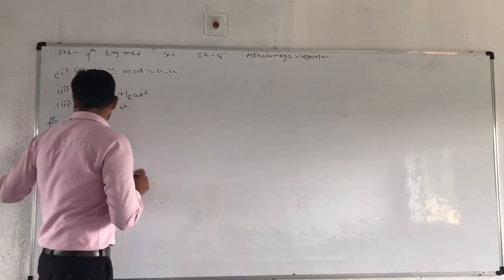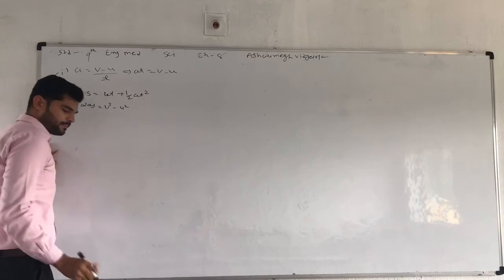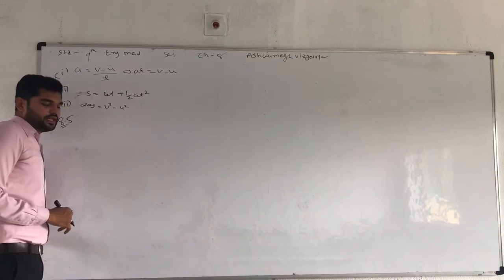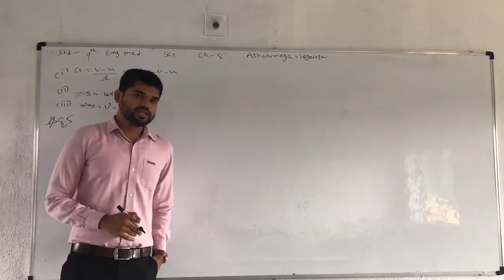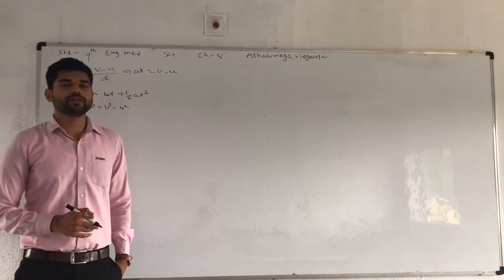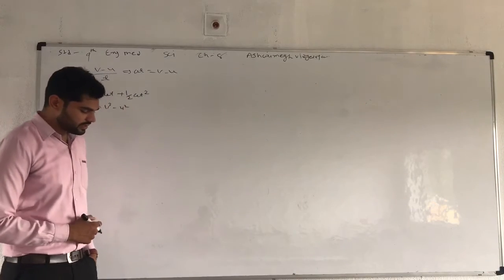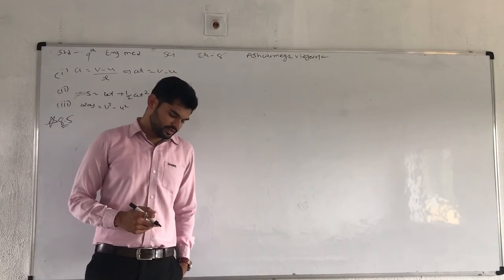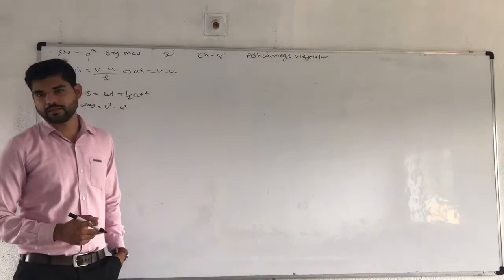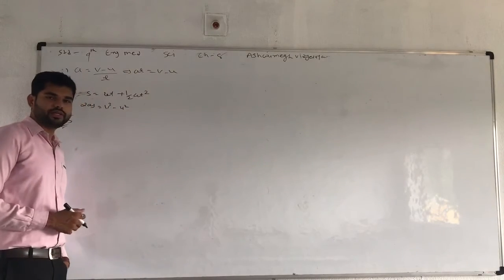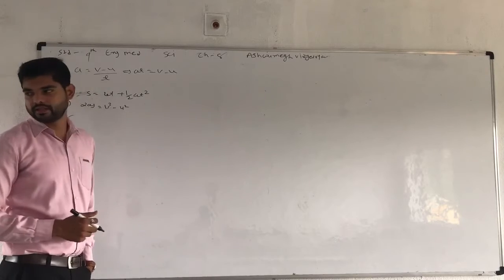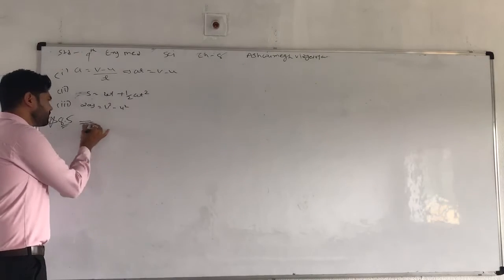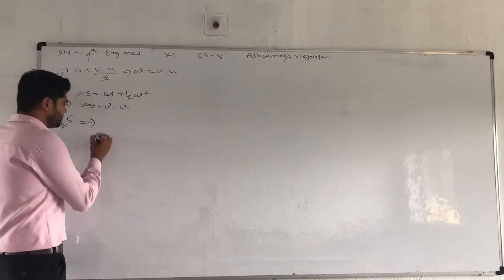Example number 8.5. In the question the details are: a train started its journey from rest and reached 72 km/h in a time period of 5 minutes. Find the acceleration and the distance covered by the train. So two questions are given here. First find the acceleration, and then find the value of s, the distance covered by the train. So the details can be written.